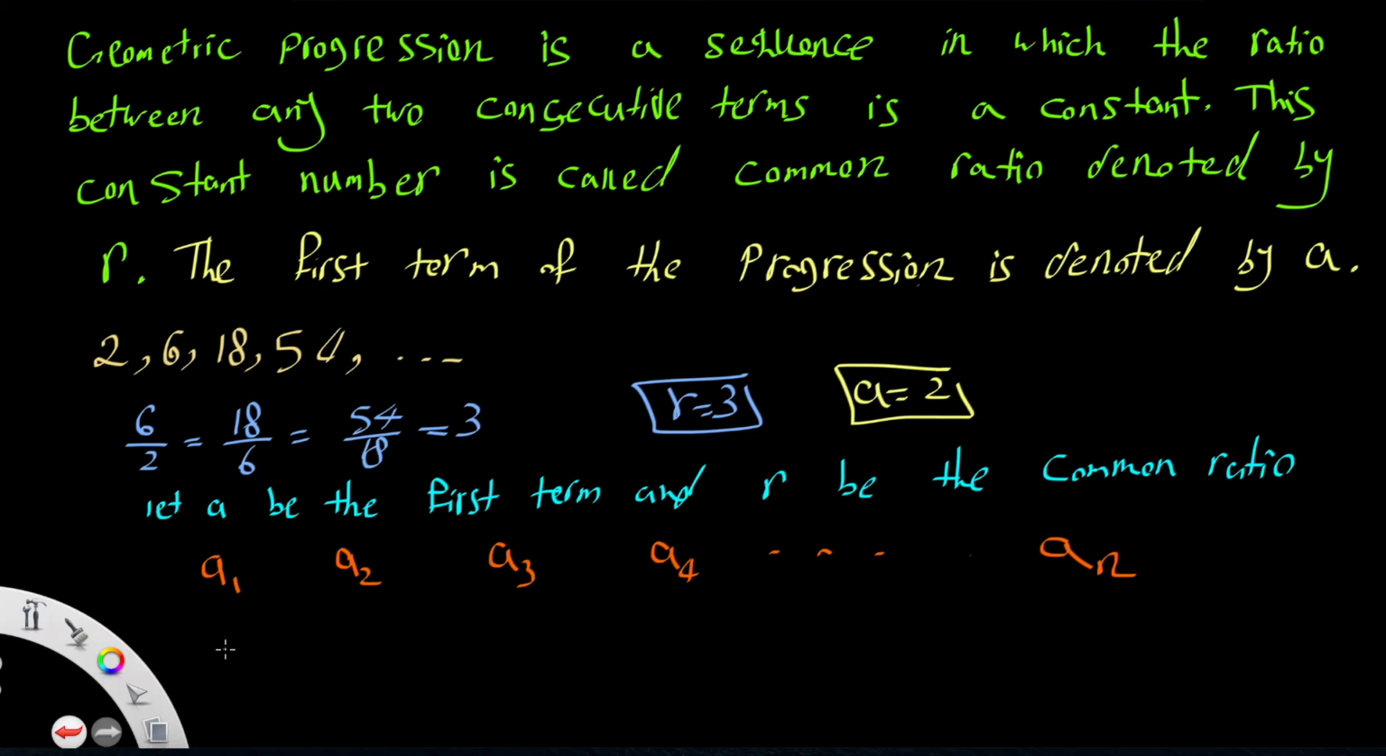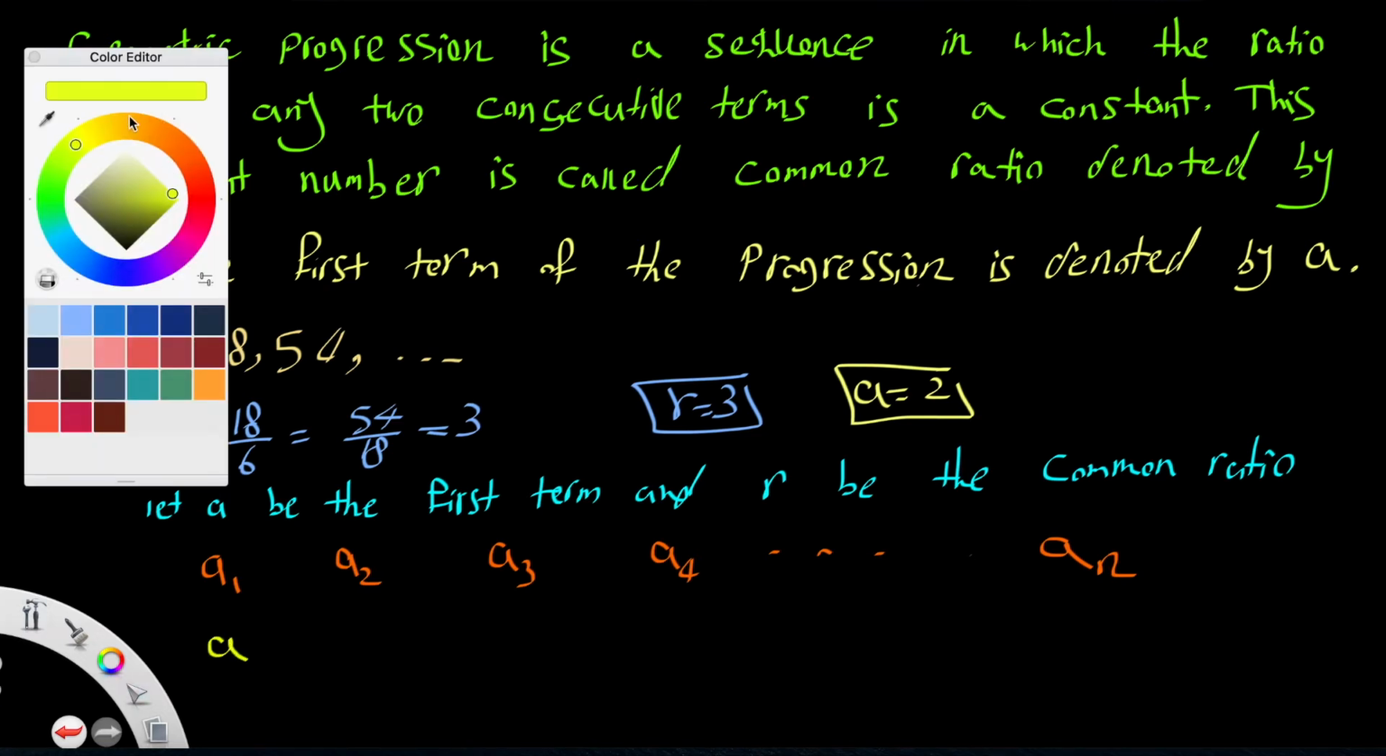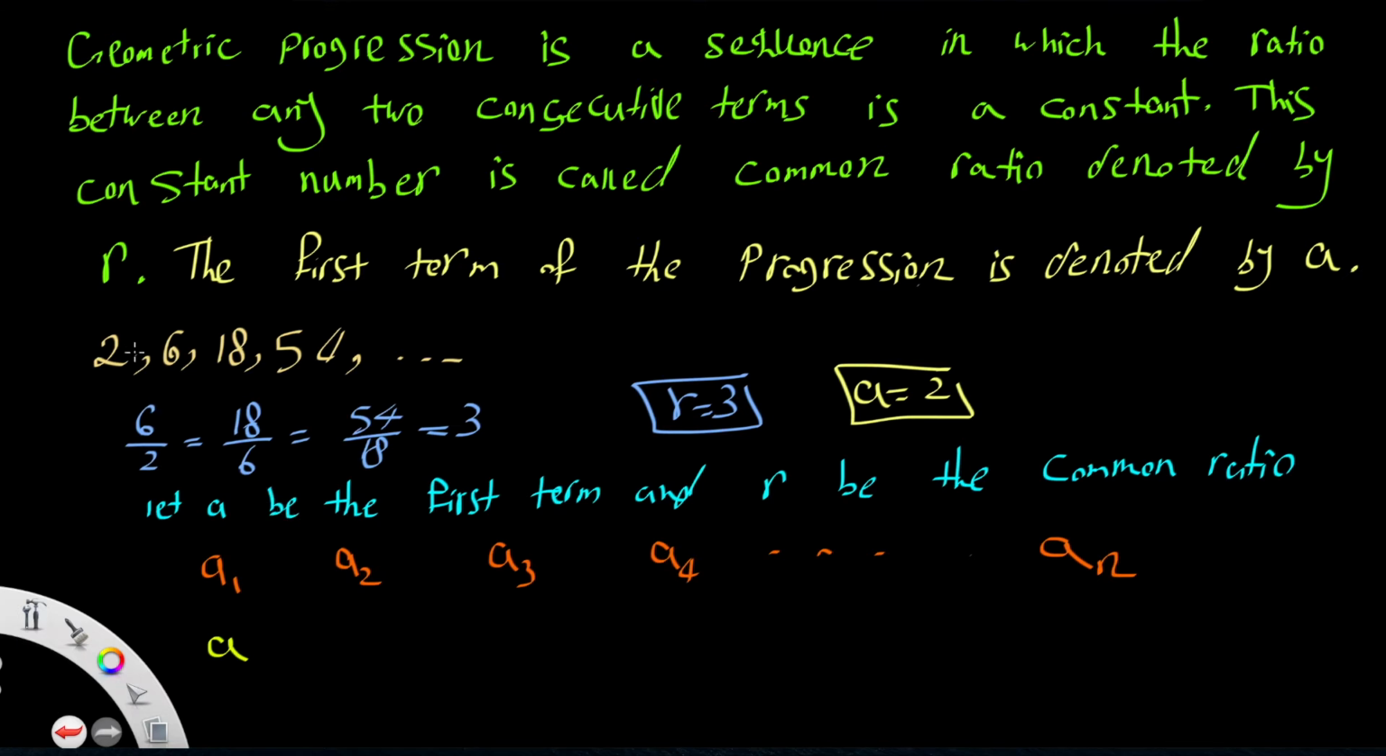Now, the first term, as you know, is denoted by a. As you see, the common ratio is 3. The common ratio shows that each term is multiplied by this r, which is 3, to obtain the following term. For example, 2 is multiplied by 3 to obtain 6. 6 is multiplied by 3 to obtain 18. 18 is multiplied by 3 to find 54. In order to find the fifth term of this progression, 54 is multiplied by 3, which gives you an answer of 162. So the next term of this progression will be 162.